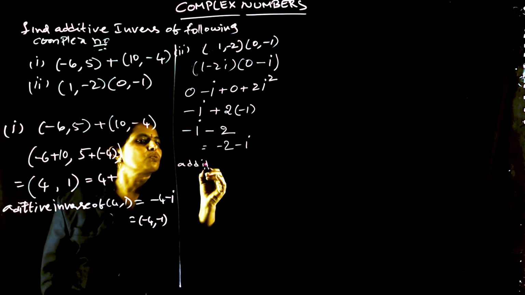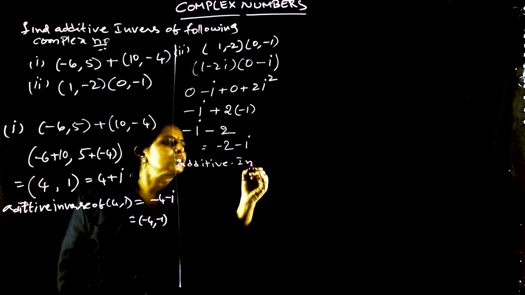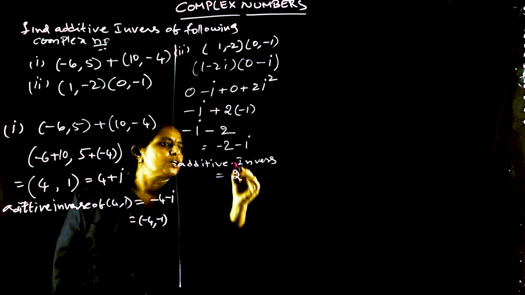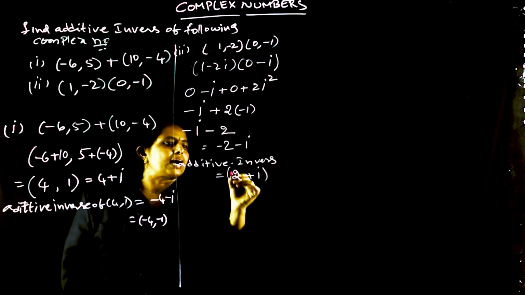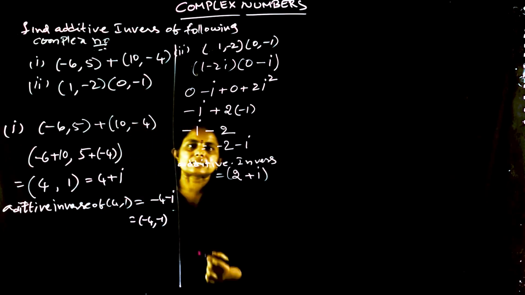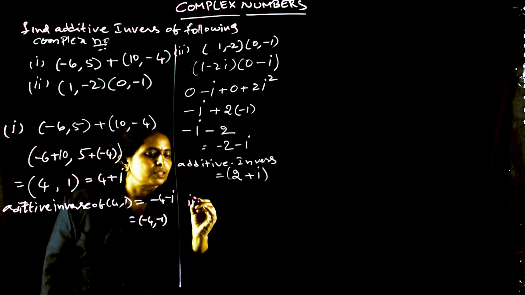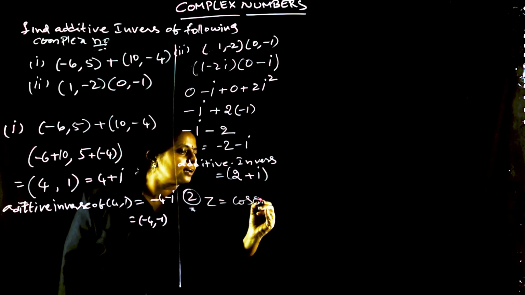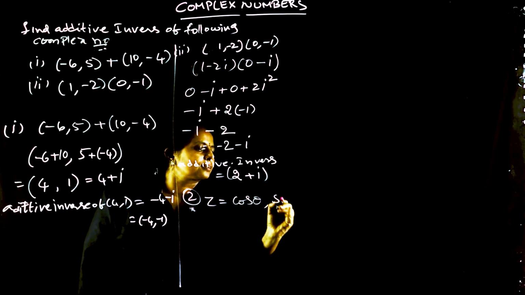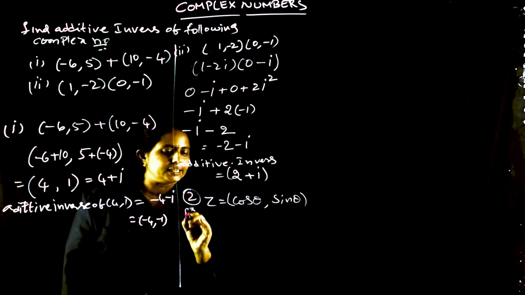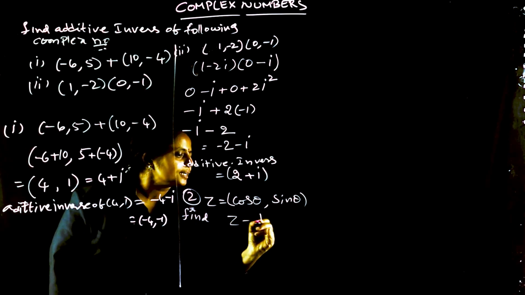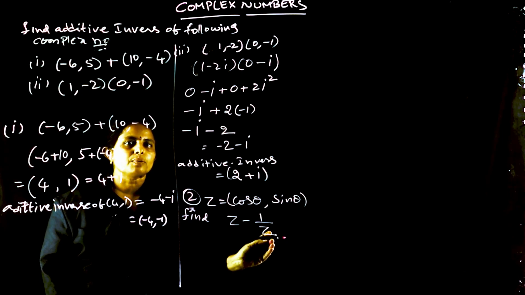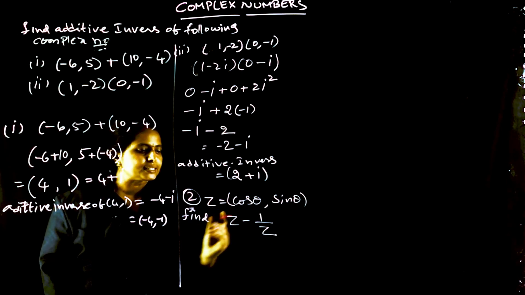So additive inverse will be this. We have to change signs of both real and imaginary parts. So this will be 2 plus i. Now let us discuss one more problem. Let z is equal to cos theta comma sin theta. Then we have to find z minus 1 by z. So 1 by z is nothing but multiplicative inverse of given complex number z.